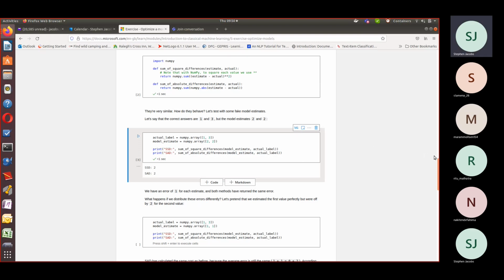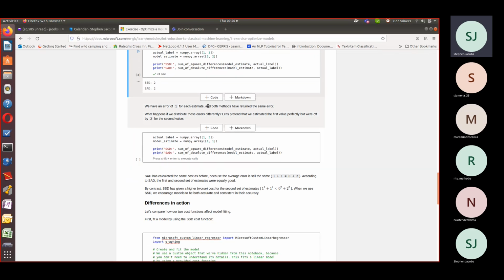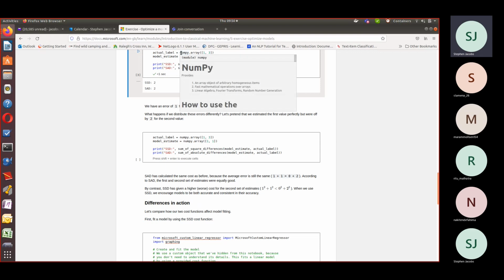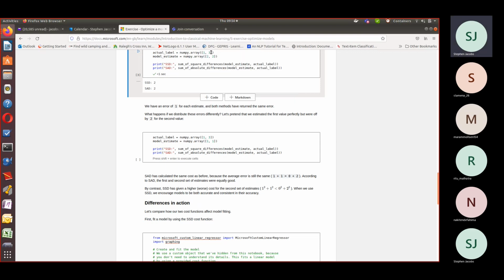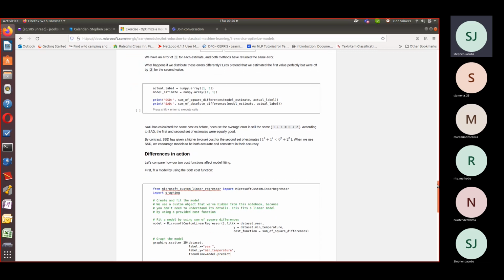Hopefully we might do one that's a bit further apart to show the difference. So we have an error of 1 for each estimate, and both methods return the same error. Okay, because we put in a 3 and we got out a 2. The actual label is 1, 3. And so we put in a 1 and we get a 3, and we get back 2, 2. Because we got our estimate. So that is comparing the two.